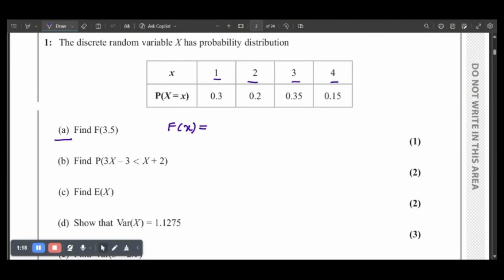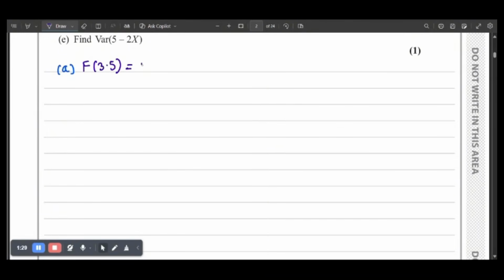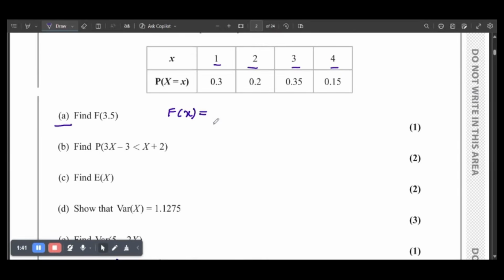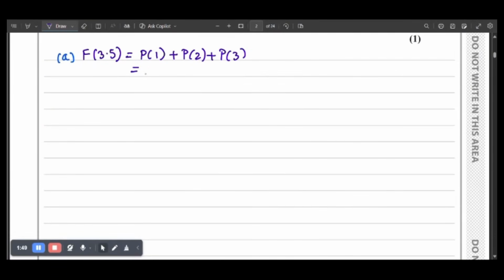So what we will do is add up all the probabilities that come before 3.5. So we will add probabilities of 1, 2, and 3. We will add the probability that x equals 1, and the probability that x equals 2, and the probability that x equals 3. We can see the probability that x is 1 is 0.3, for 2 it's 0.2, and for 3 it's 0.35. Which will be equal to 0.85, and this is our answer.